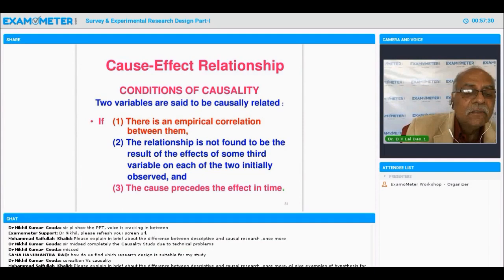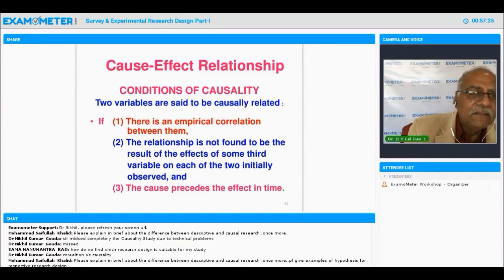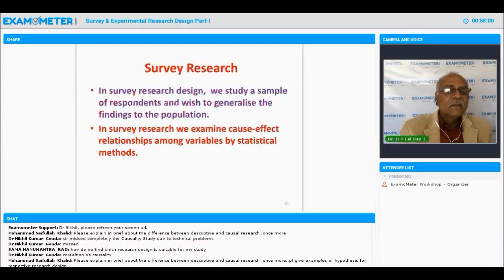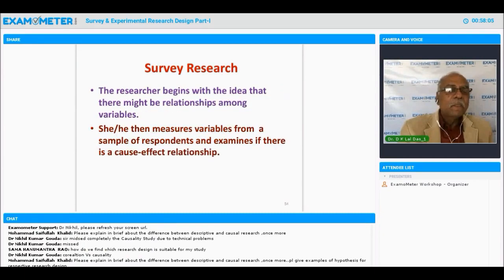And this I have shown you with the example of sex and life satisfaction correlation. Then we introduced third variables, education and socio-economic status. And we said that the sex and life satisfaction correlation is not affected by education and socio-economic status. Now we can say that there is a cause-effect relationship between sex and life satisfaction. I hope it's clear.